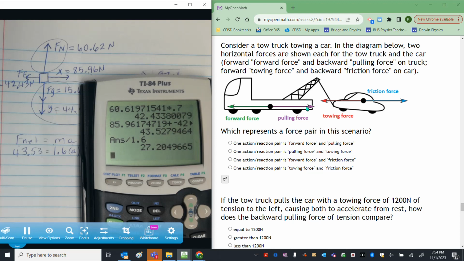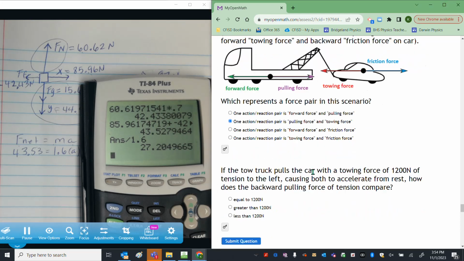The ones that are a force pair are the truck pulls on the car and the car is pulled by the truck, or the car pulls back on the truck. Okay, but you have this towing force of the truck pulling the car forward, and you have this pulling force of the car pulling back against the truck. That is your force pair. So, pulling and towing.